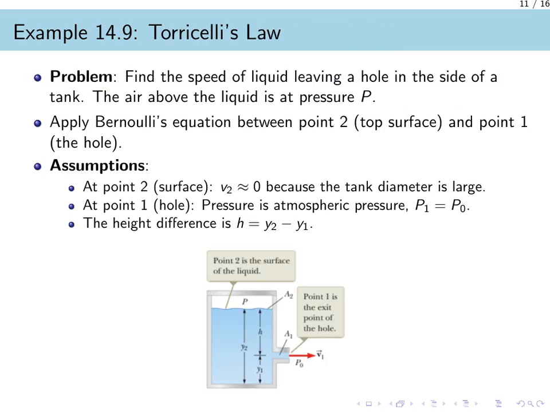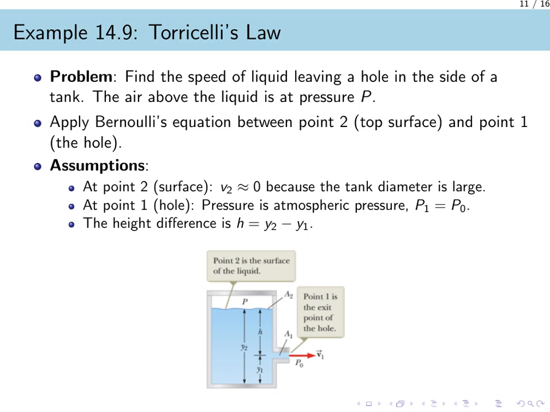To find the exit speed of the liquid, we will apply Bernoulli's equation between two specific points, point 2 at the top surface and point 1 at the exit hole. First, let us establish the conditions at each point. At the top surface, because the tank is very wide compared to the hole, the liquid level drops extremely slowly. This allows us to make a very good approximation that the speed of the fluid at the top, V2, is essentially 0.